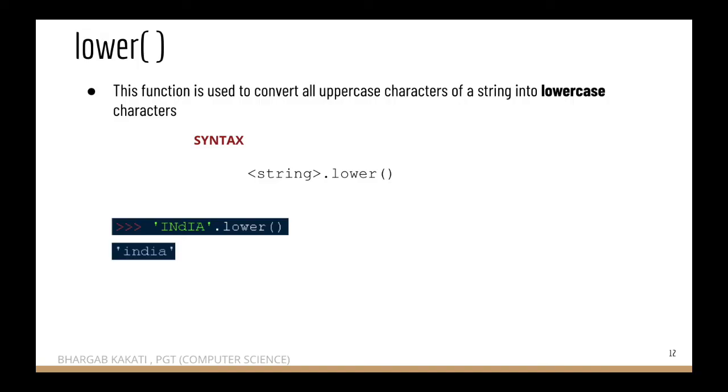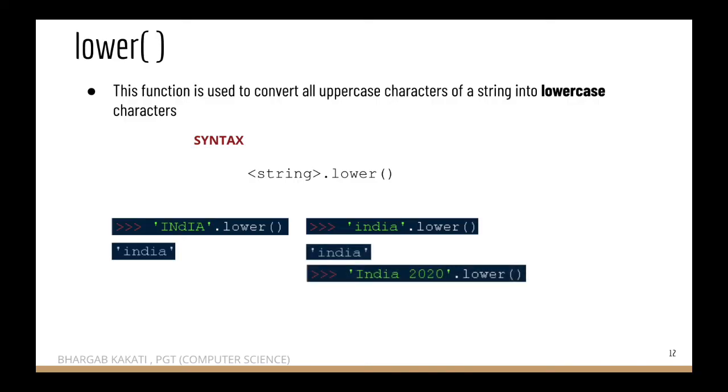We used this function in the previous part of this particular chapter while checking whether a string is palindrome or not. In the input function, if you go through the previous video, you can see that after the input function I gave dot lower. Dot lower means whatever string will be entered by the user, everything will be converted into lowercase before proceeding. India.lower, here everything is already in lowercase, so it will return the same string. Got it? If I write India 2020.lower, whatever can be converted into lowercase will be converted into lowercase characters before proceeding.